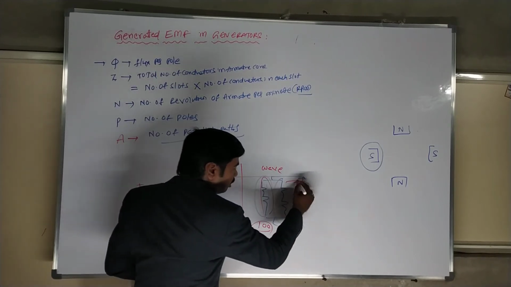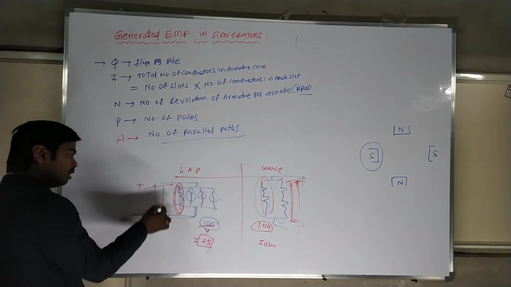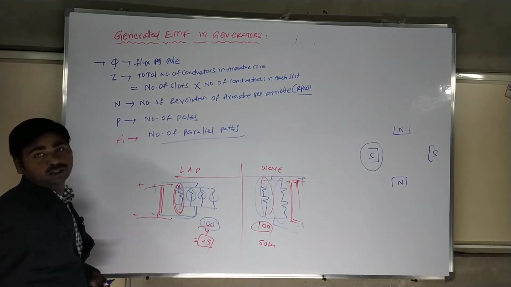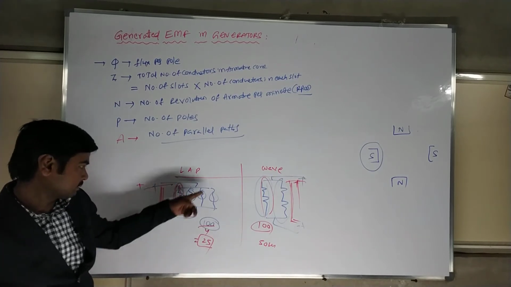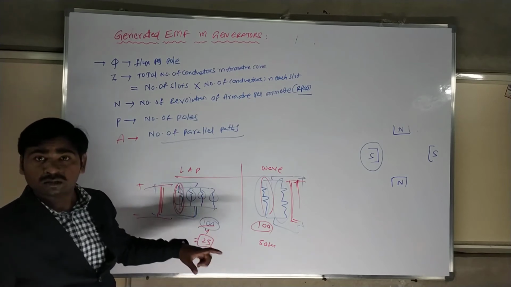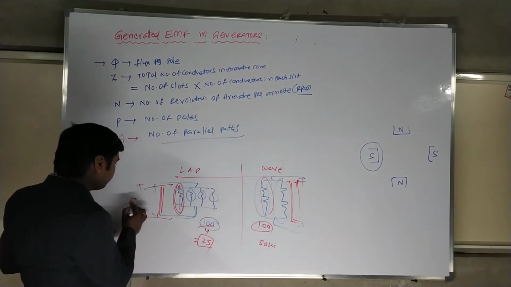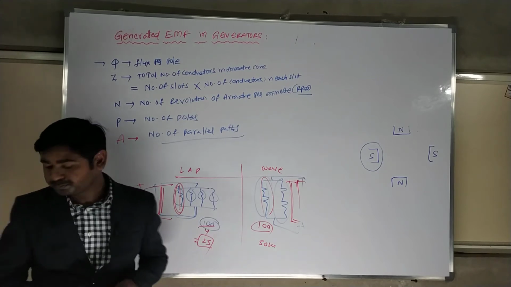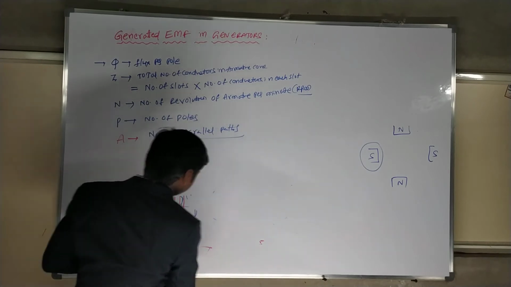So with 50 conductors, how much voltage should develop here? With 25 conductors, how much voltage should develop here? That voltage is possessed across a parallel path, and we collect it across the parallel path. The number of conductors in each parallel path decides the induced EMF. It's very clear. Let us move forward. Lap and wave, very clear.